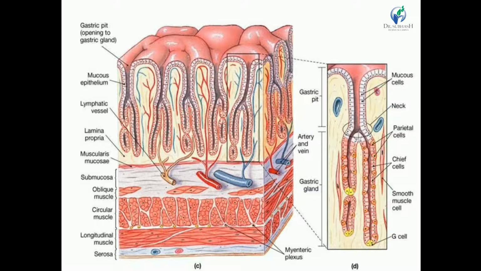Here we can see the anatomy of the inner linings, and in that we can see some finger-like projections. These finger-like projections increase the surface area. There is a presence of mucus cells, as well as a neck-like structure. There are parietal cells and chief cells, which are responsible for the release of HCl, and there are G cells also. There are gastric glands, and they are supplied with arteries and veins.